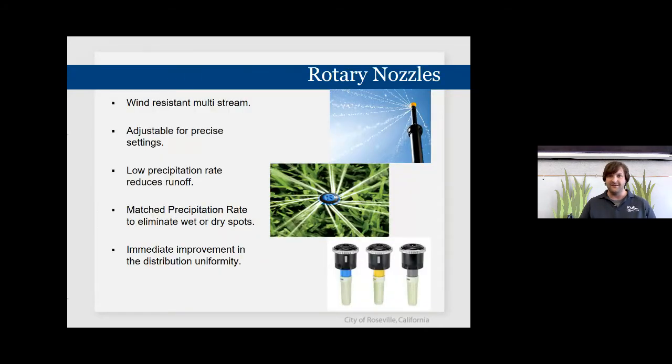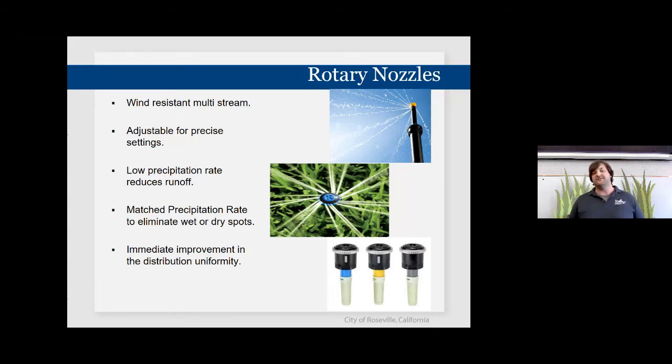Next slide. So these rotary nozzles, they're wind resistant and they're multi-stream, those fingers again. They're adjustable for precise settings. A lot of them you can actually adjust to any angle that you want. Typically when you buy a standard sprinkler, it's going to come in 180 degrees or 90 degrees, something along those lines. But these rotary nozzles, you can adjust to fit that really weird angle on your lawn. Maybe you've got a 97-degree angle for some weird reason, and you've really been struggling with it running off and constantly overspraying. These nozzles are the right tool for you because they're able to fit that strange angle.